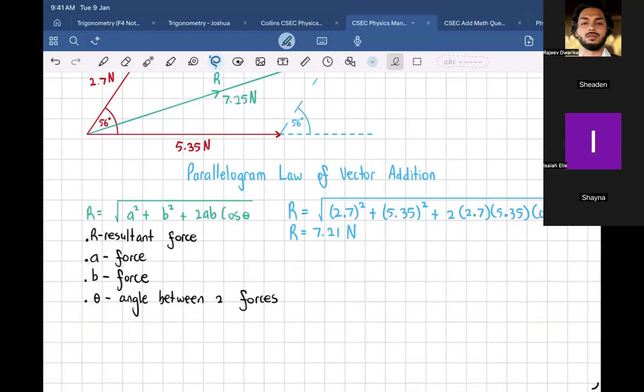Which one do you think is more accurate? Drawing the diagram or using the formula? Using the formula. Yeah. But if you take wrong measurements, which one will be more accurate? If you take wrong measurements and you plug it into the formula, which one will be more accurate? None, I think both would be wrong. They both could be wrong, right?